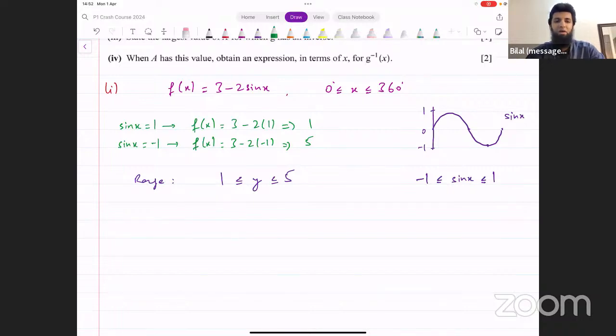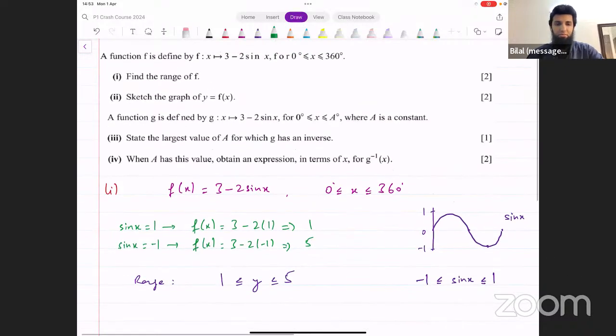y is between 1 and 5, or you could write f of x is between 1 and 5. Both of them would work. Make sense? Any problem with this? Okay. All right, good. Now let's have a look at the second part.